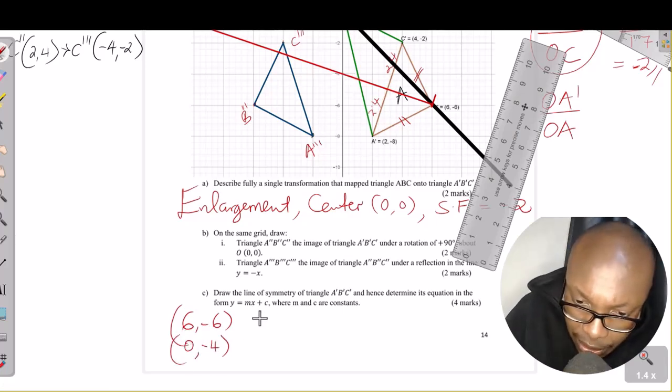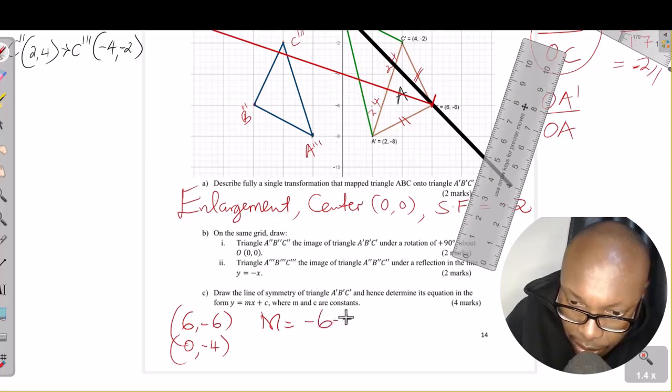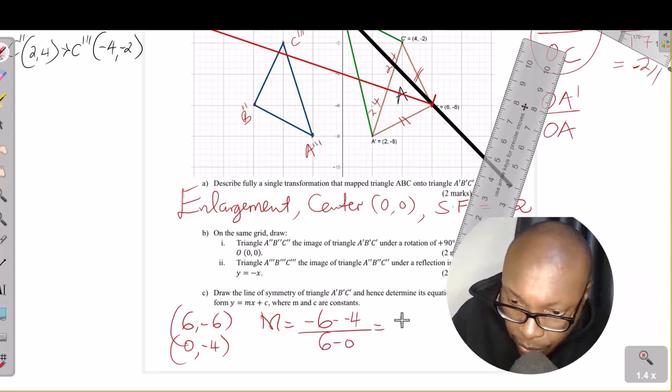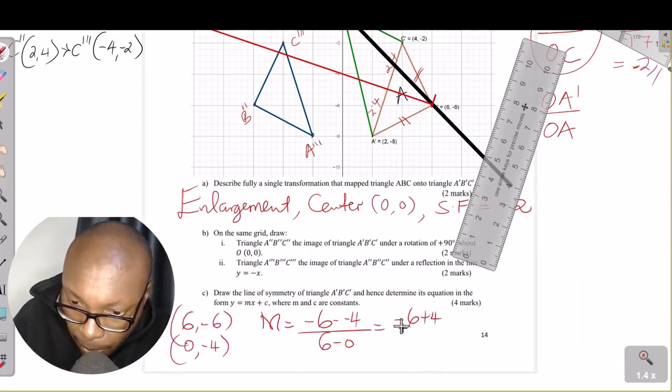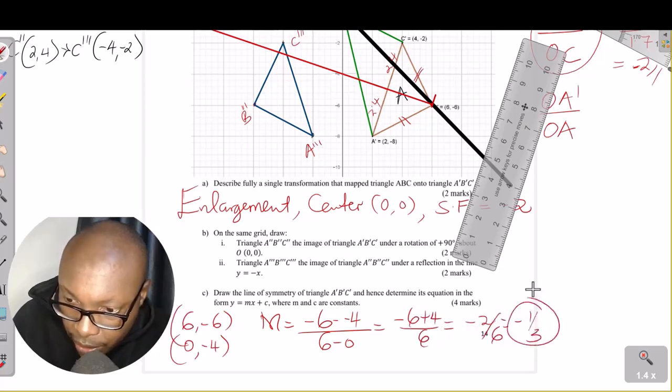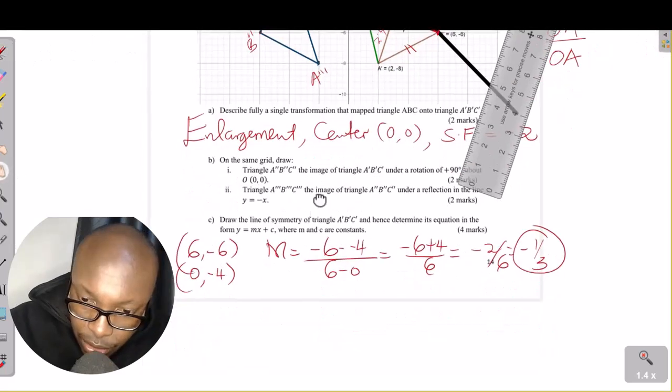So I start by getting the gradient. The gradient of that line will be given by change in y, which is -6 subtract -4, divided by change in x, 6 subtract 0. So this will be -6 plus 4 divided by 6, and this will be -2 over 6, which is -1/3. So -1/3 is the gradient.